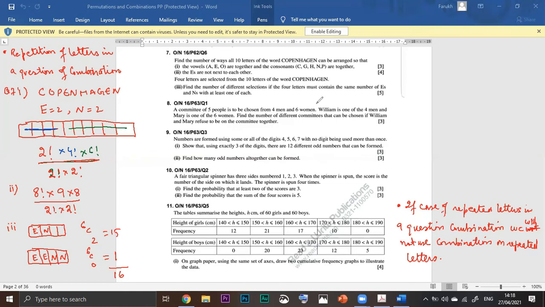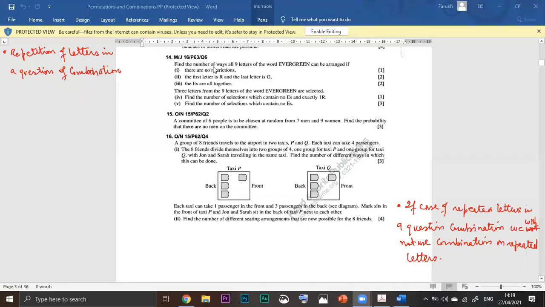Okay, we will attempt another question of this type. Now, question number 14 is: find the number of ways all 9 letters of the word evergreen can be arranged if there is no restriction.